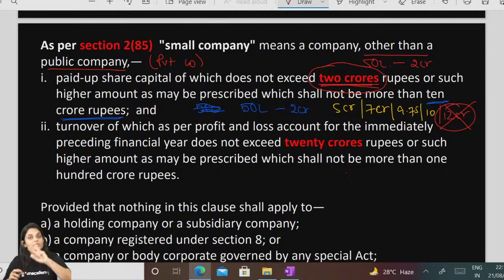And the second point to be fulfilled to become a small company is the turnover as per the profit and loss account of the immediately preceding financial year. So the year I am looking at, the immediately preceding year, if your turnover does not exceed 20 crores. Now if you look in the book, you will see 2 crores. Please make that 2 crores as 20 crores.